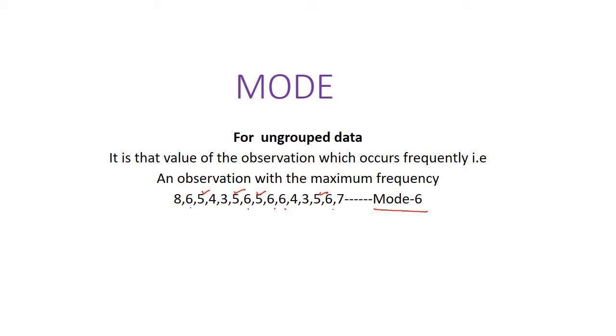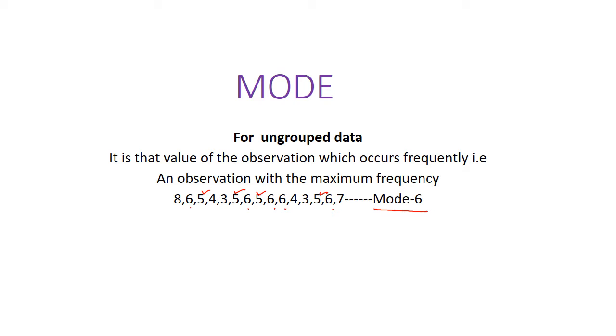Let's learn another measure of central tendency, mode. Mode for ungrouped data you have learned in standard 9. It is that value of the observation which occurs frequently, meaning an observation with a maximum frequency.